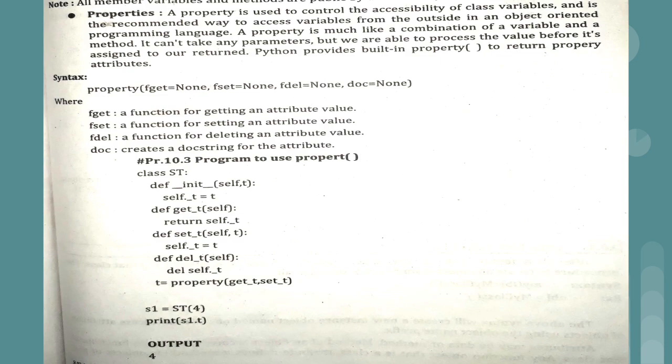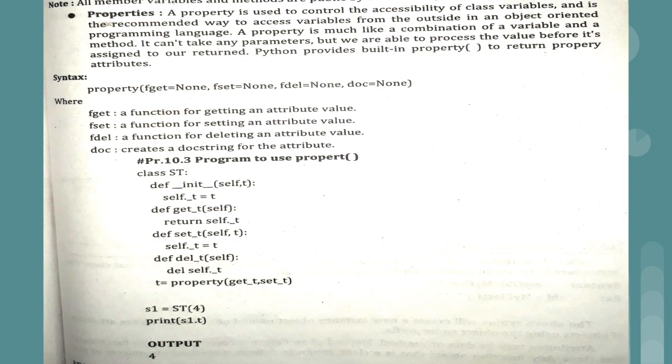Now after this syntax they have given the meaning of fget. So fget is nothing but a function for getting an attribute value, and fset is a function which is used to set the attribute value. And fdel means whenever you want to delete a specific attribute value, then in that situation we can make use of fdel. And the last one is doc, which creates a doc string for the attribute. So now just see the example.